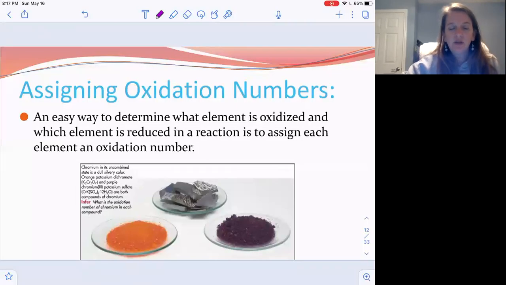Right, students, in this video we're going to go over how to assign oxidation numbers. When you're given just a reaction, you have to determine what these oxidation numbers are in order to determine what's being oxidized and what's being reduced, and then to figure out the oxidizing agents and the reducing agents. So this is our first step in analyzing an oxidation reduction reaction.